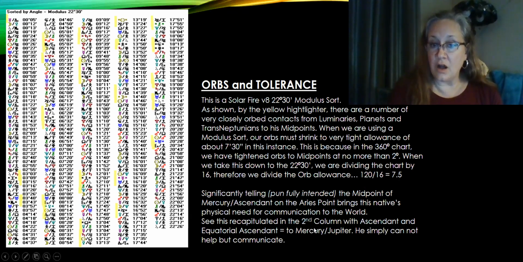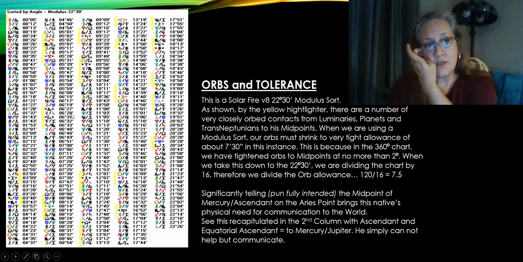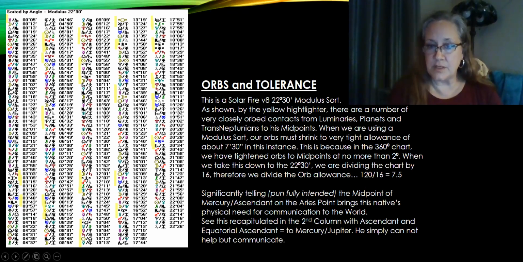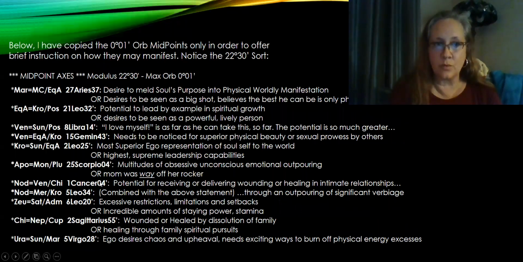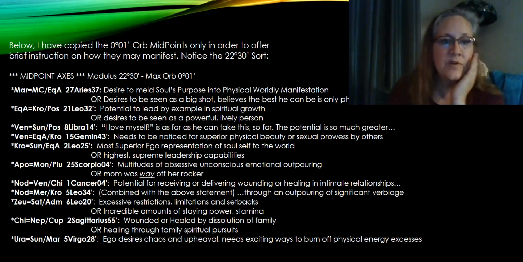So also in the second column here, we have the ascendant and the equatorial ascendant equal to Mercury, Jupiter. I mean, that's another huge one, and they're only by a 3-minute orb. So that also is huge. He definitely has to bring something about what he has to share, his communication to the world. He has to express. He probably has some very important things.